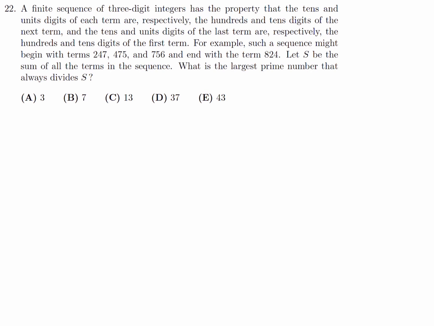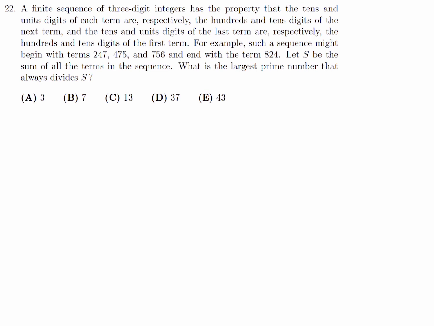A finite sequence of 3-digit integers has the property that the tens and units digit of each term are respectively the hundreds and tens digit of the next term, and the tens and units digit of the last term are respectively the hundreds and tens digit of the first term. For example, such a sequence might begin with the terms 247, 475, and 756, and end with the term 824. Let S be the sum of all the terms in the sequence. What is the largest prime number that always divides S?